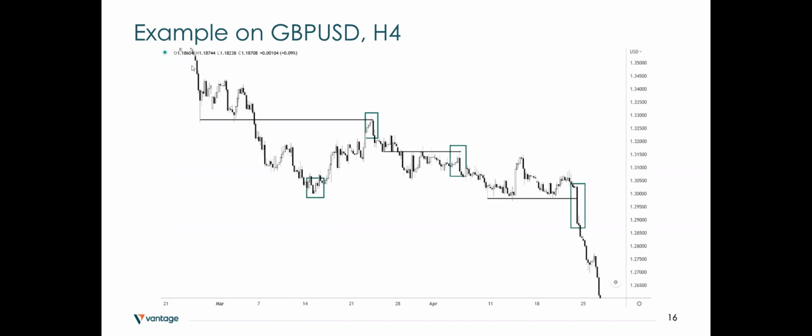Okay, so this is basically a downtrend that we can see here, right? A downtrend, and we're basically looking for sells.